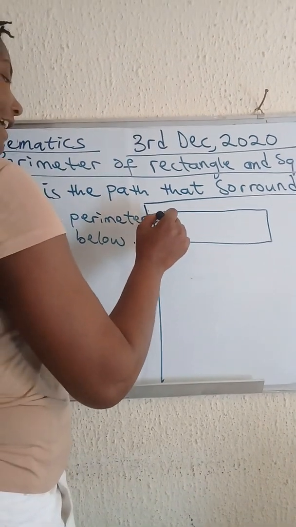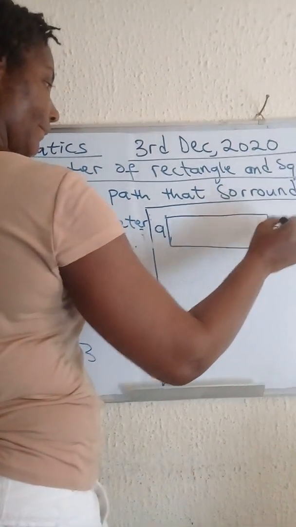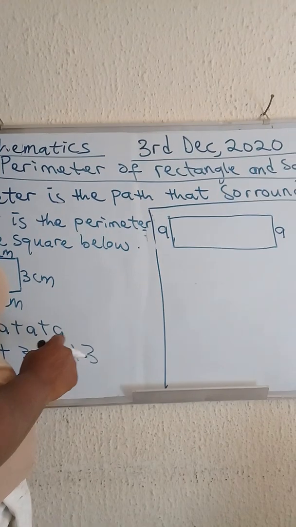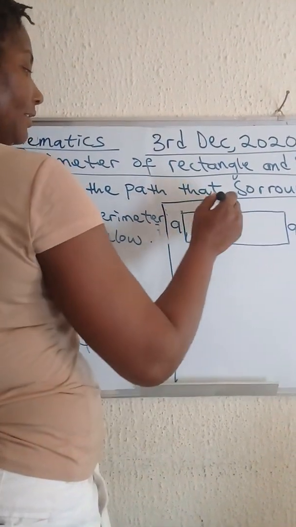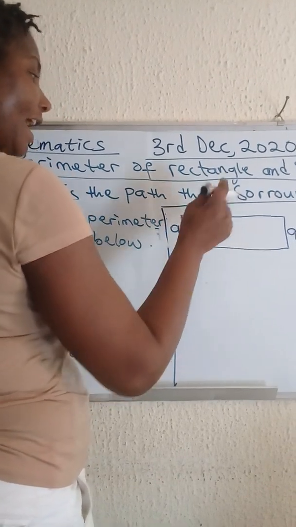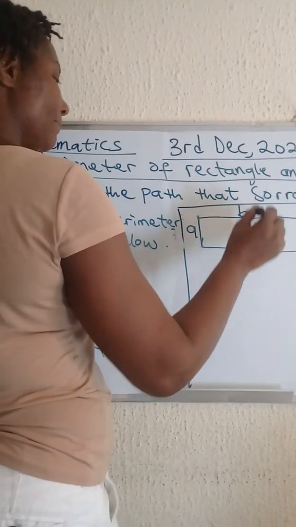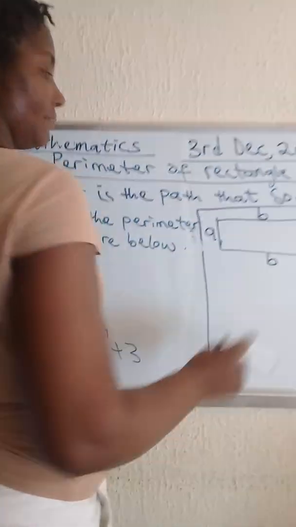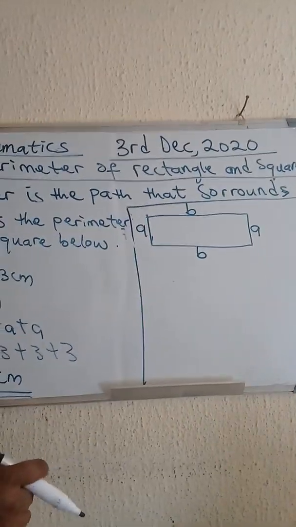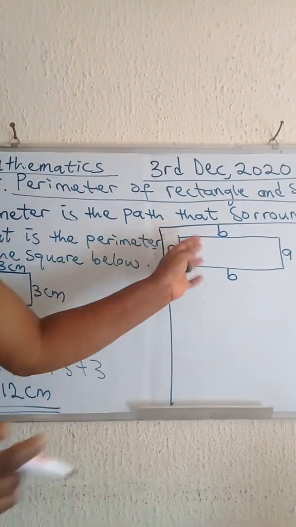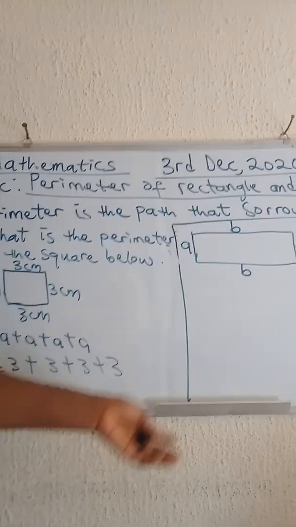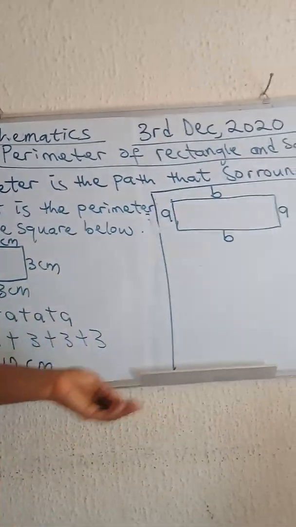Here and here are the same. So you go with the same thing. Here we have A, and here are equal. You go with B and B, because we cannot go with A throughout, or B, all of them, because the 4 sides are not equal.